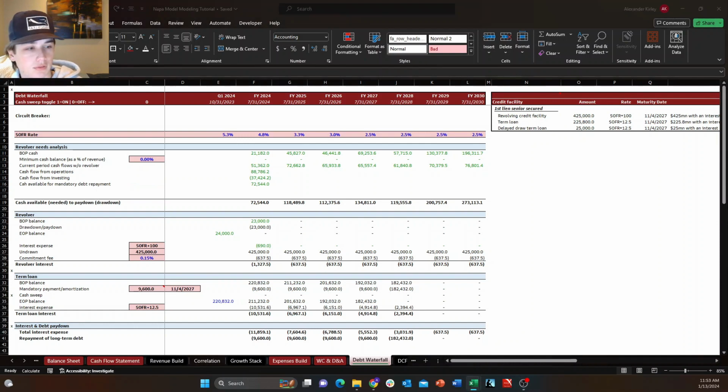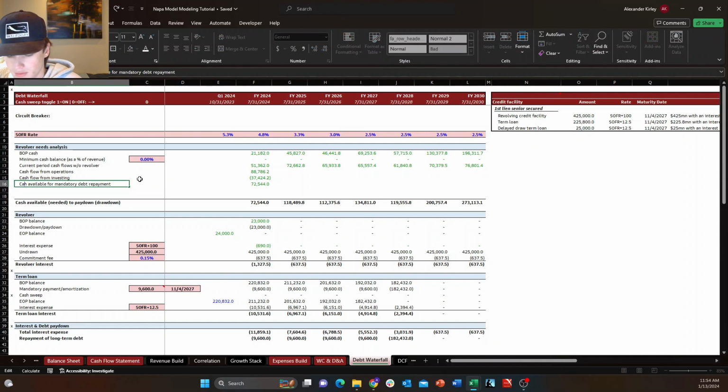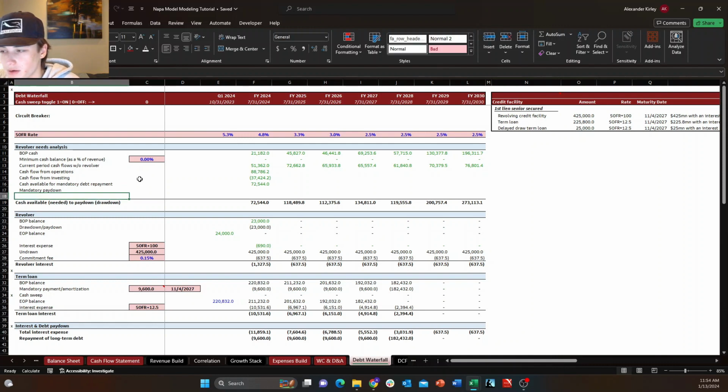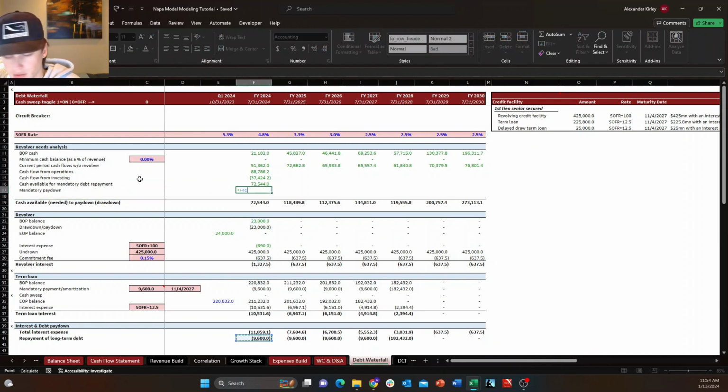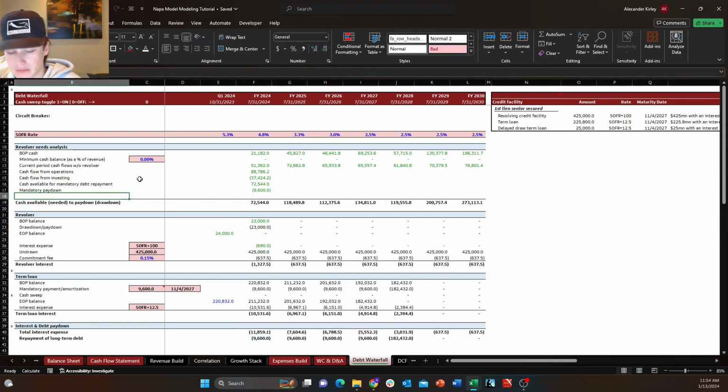So let's keep moving forward here. Next, what we want to do is input our mandatory pay down. Our mandatory pay down is just going to be equivalent to our repayment of long-term debt. And then we take this over here and say this gives us our cash available for discretionary pay down.